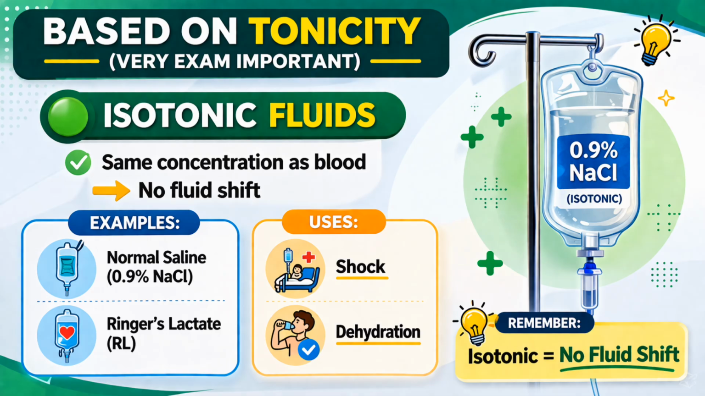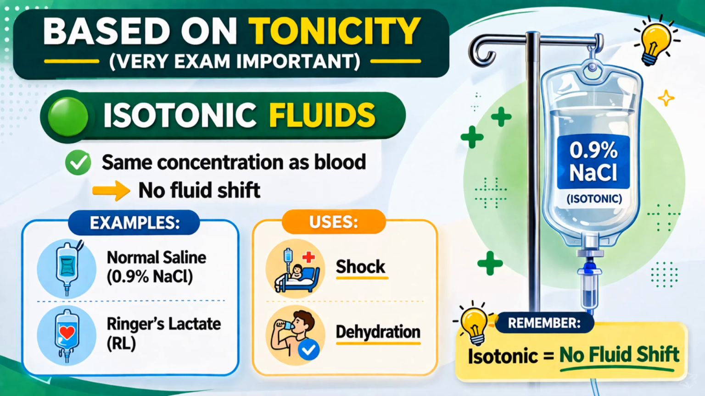Coming back, based on tonicity we classify the IV fluids. The constant here is blood. If the concentration of the fluid is the same as blood, it is isotonic. The examples are normal saline and ringer lactate, NS and RL, the common IV fluids we see in the bedside setup. We give them in shock and dehydration conditions. Remember, the constant here is blood. If the fluid is as concentrated as blood, it is called isotonic.